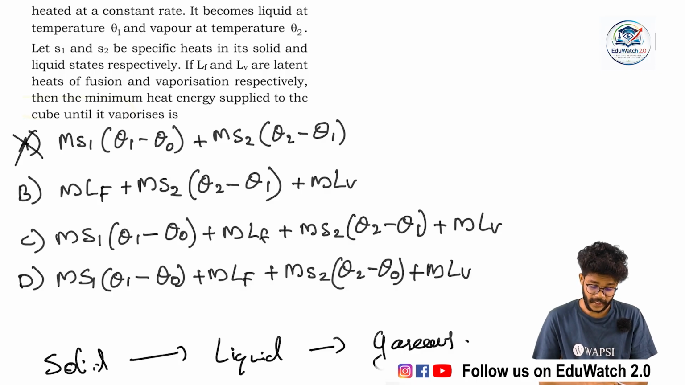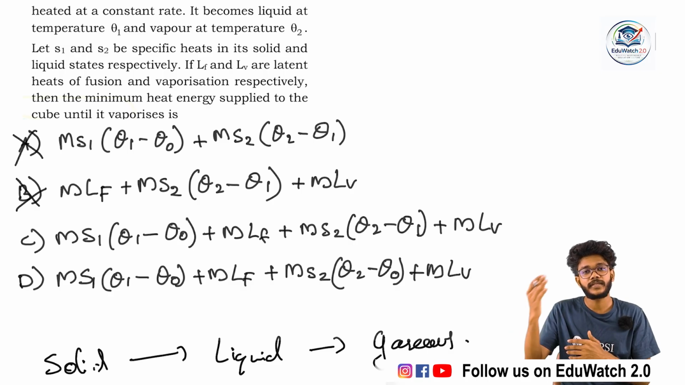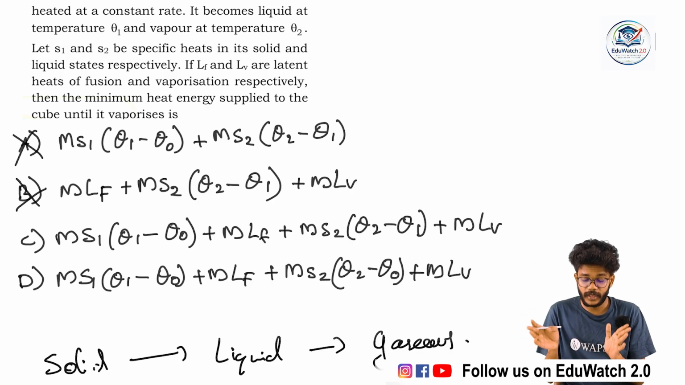So theta 1 minus theta 0 into ms1, so we can cut the second equation, and then we want a latent heat of vaporization to be there. So option C and option D have that. In comparing C and D, in C it is theta 2 minus theta 1, and in D it is theta 2 minus theta 0. Why do we want to take theta 2 minus theta 0? Theta 2 is the temperature after the vaporization. So we don't want to bother about theta 0 when we reach vaporization.